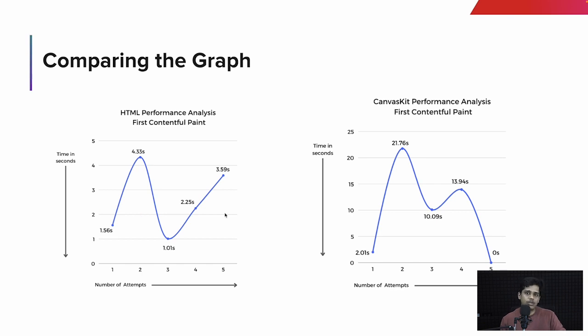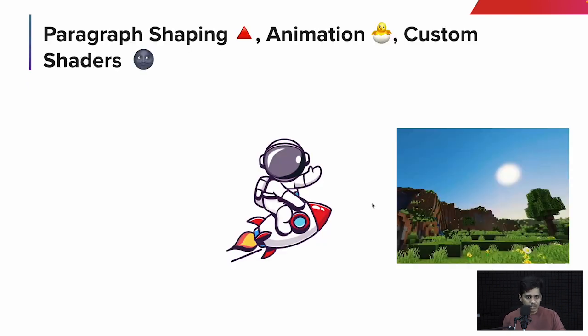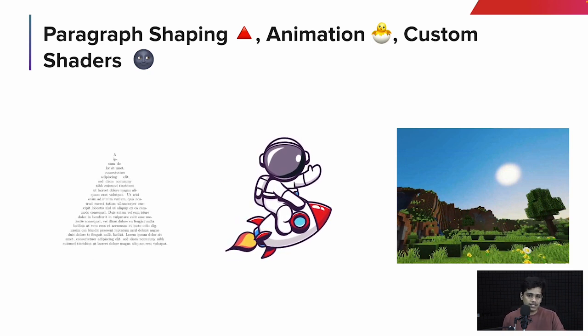2 seconds is actually good to load the content. But if you take the CanvasKit in the Flutter web rendering, it has taken a time of 21 seconds. 21 seconds is actually a lot of time, and 13 seconds, 10 seconds. So this is nowhere compared to the HTML, right? But why do people even actually use CanvasKit? What's the idea behind it? And why did Flutter web rendering even choose CanvasKit as the default?